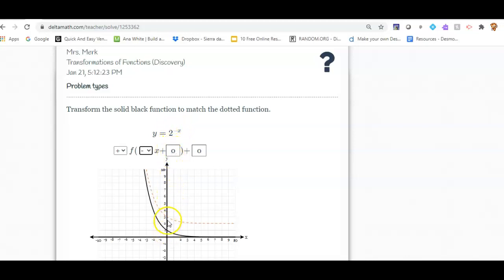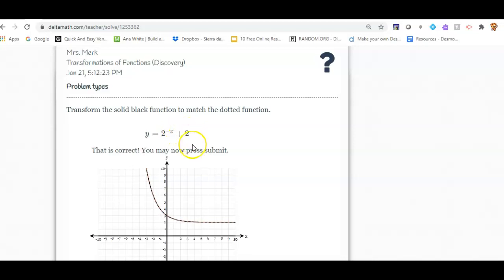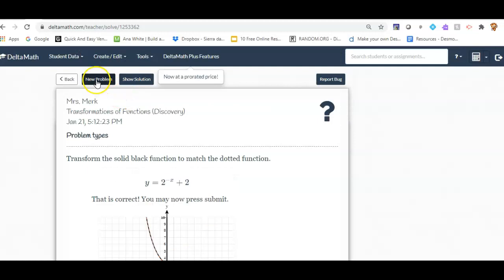Now I need to make it go up a little bit. It looks like it needs to go up 2 units. So let's add 2 on the end. See how it adds 2 to the end? And that's all it took to get it where we needed.